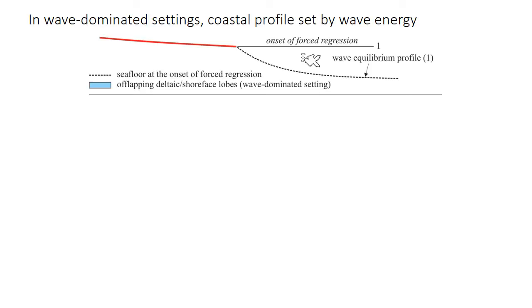In wave-dominated coasts, the bathymetric profile, or the shape of the shoreface, is set by wave energy. There's a concave up profile in which the shoreface is slightly steeper than the offshore transition or the offshore. So at the peak of the base level cycle, just before base level falls, the seafloor profile follows this dashed line here, this wave equilibrium profile.